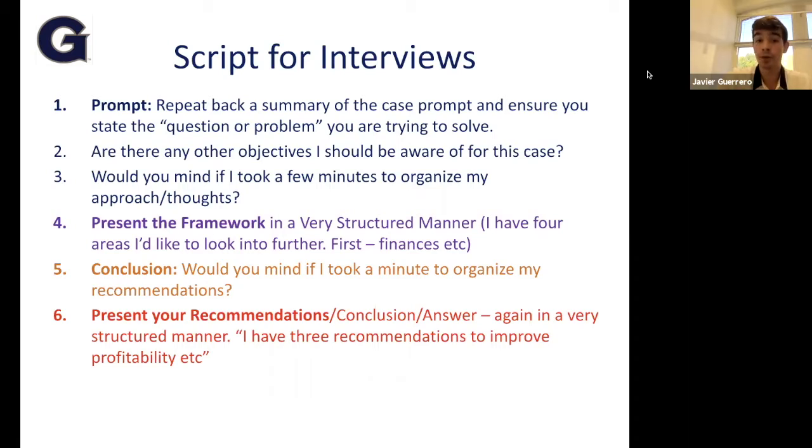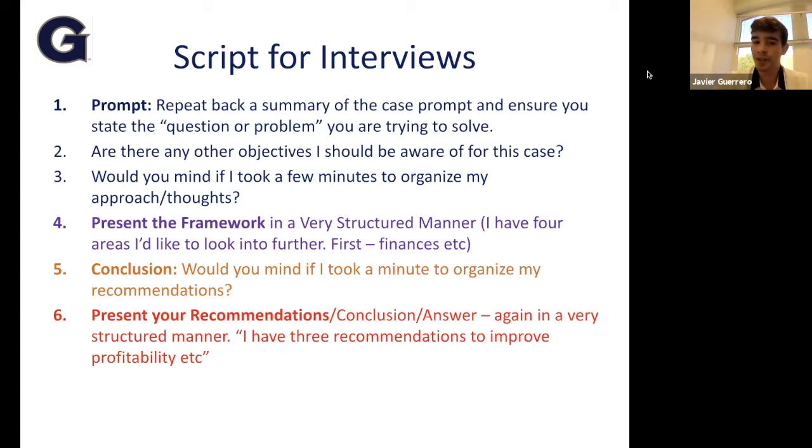That second point there is also really important, right? When we get to the interviewer-led or the interviewee-led cases, oftentimes there's going to be objectives or information that isn't revealed in the initial prompt. And that's where your clarifying questions come in. That's where you're asking, are there any other objectives that the company we're consulting for has that matter for this case, right? Next step, asking for some time to organize your thoughts and your approach. That's where you build and present your assumptions.